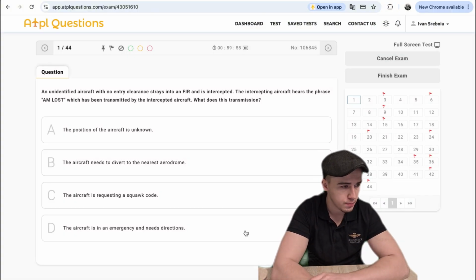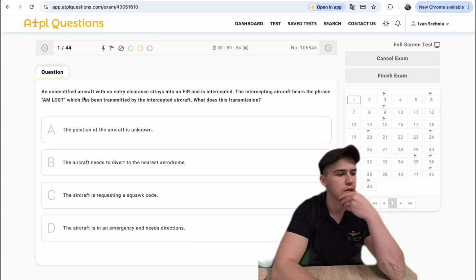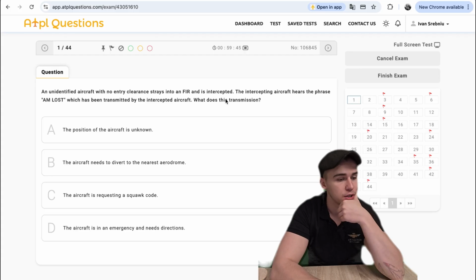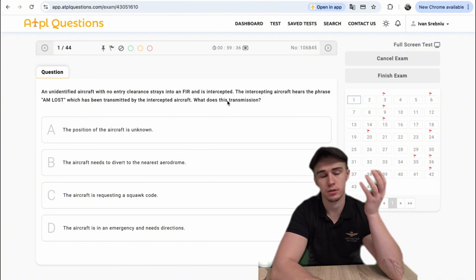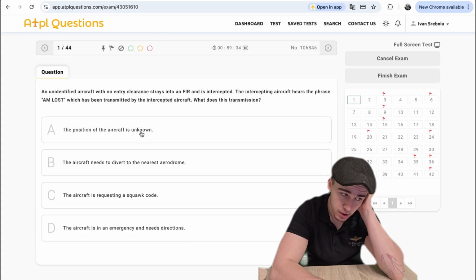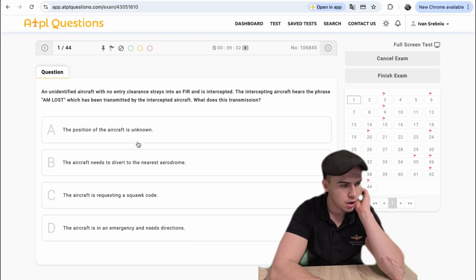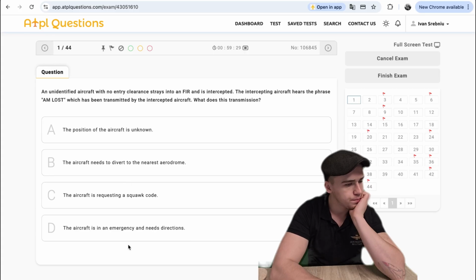Today, first question. An unidentified aircraft with no entry clearance traces into an FIR and is intercepted. FIR, flight information region. The intercepting aircraft hears the phrase "I'm lost," which has been transmitted by the intercepted aircraft. What does this transmission mean? The position of the aircraft is unknown. Answer A is the correct answer.